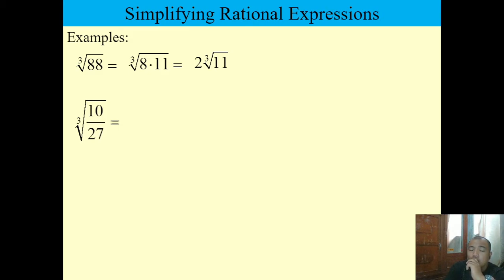How about this: cube root of 10 over 27? That means cube root of 10 over cube root of 27. So the answer is cube root of 10 over 3, because the cube root of 27 is 3. 3 times 3 times 3 is 27.